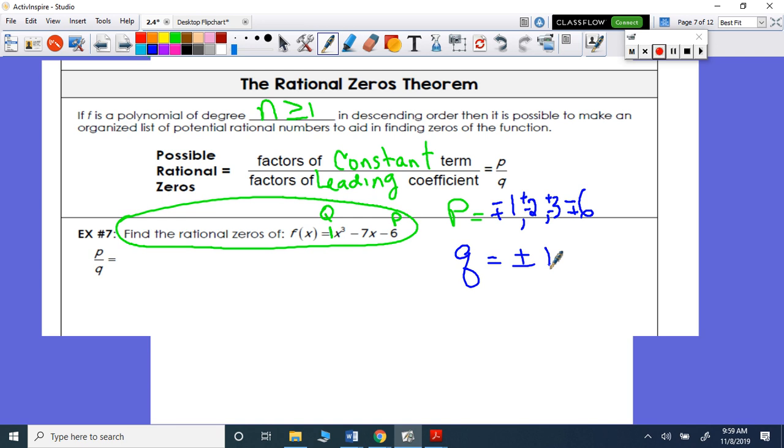But all the possibilities come from taking all those p's over all the q's. And you can simplify it. So all of those over 1 just mean possibly 3 of these give me a remainder of 0.